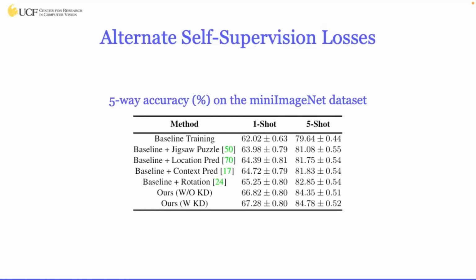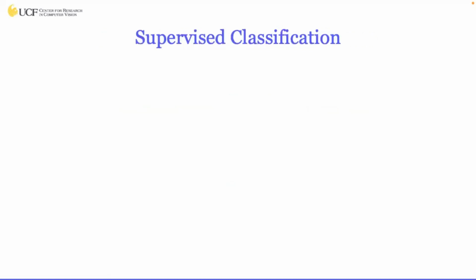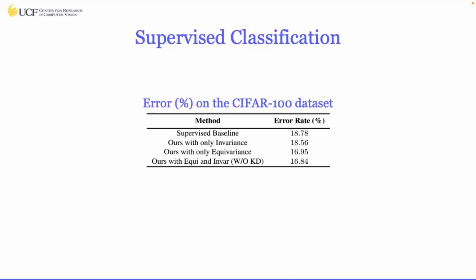To have a more competitive comparison with other self-supervised losses, we compare with popular self-supervised objectives like solving jigsaw puzzles, location prediction, context prediction, or rotation prediction. And we observe that compared to all these solutions, our principled solution has much better performance. We also extend this idea to the case of supervised classification and have some interesting results.